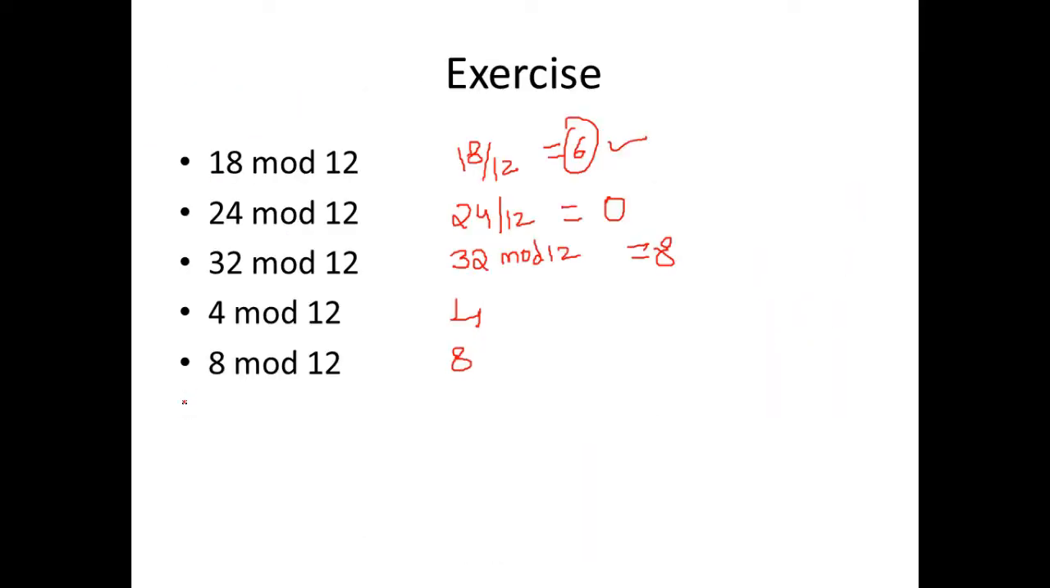So we are worried only when we exceed the number. When we exceed 12, what is the remainder? If anything is lesser than 12, the mod will be just the number.